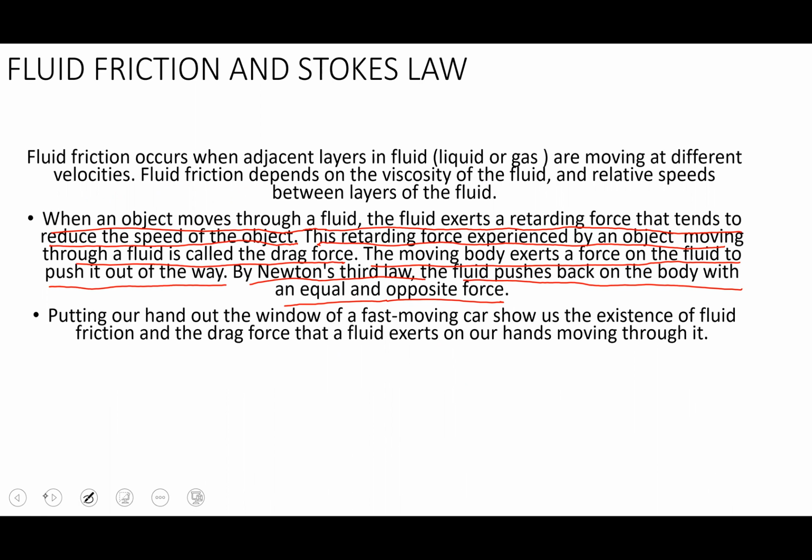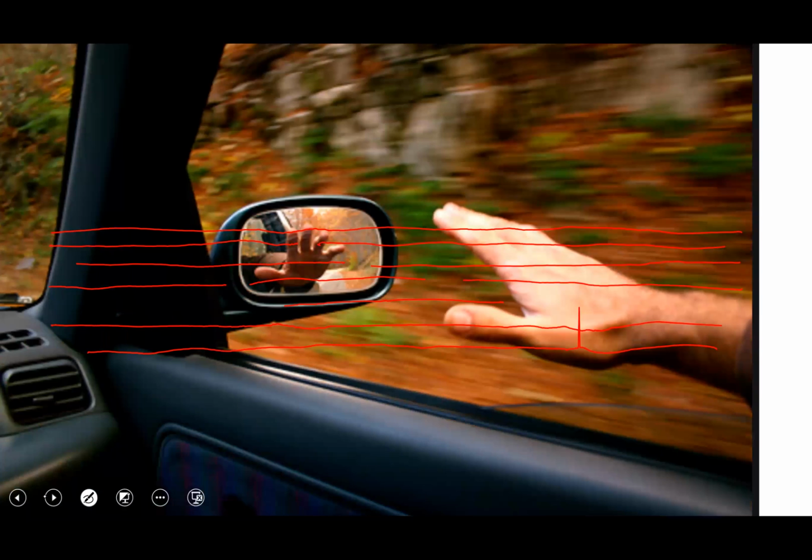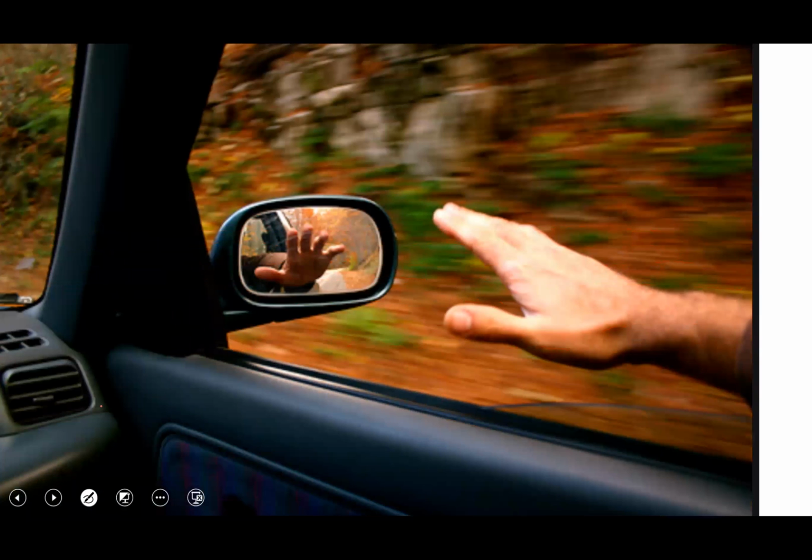If we have an example, let's say we put our hand out of the window of a fast moving car, it shows the existence of fluid friction and the drag force that a fluid exerts on our hand moving through it, just like this. When we put our hand outside the window, the wind basically blows it back because of the drag force in the opposite direction. So this is the concept they are trying to tell us about the drag force.